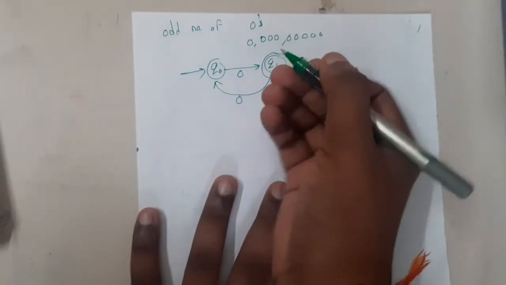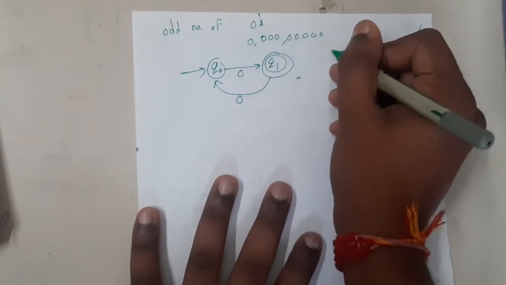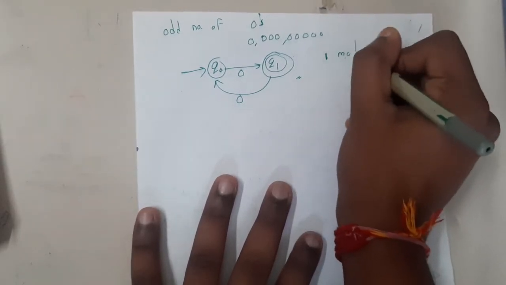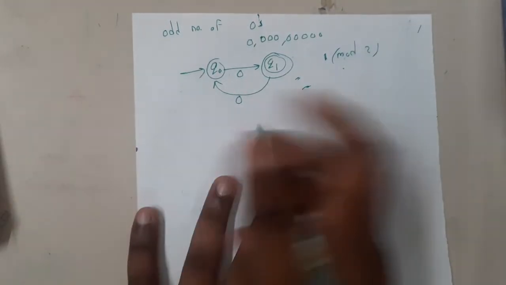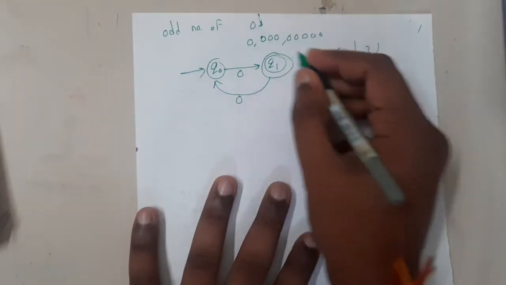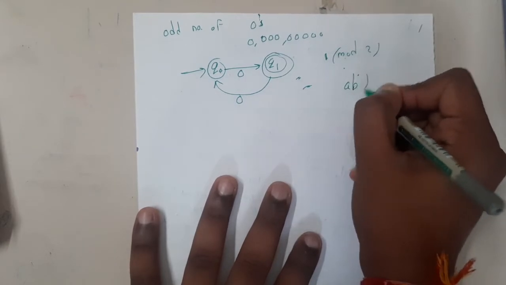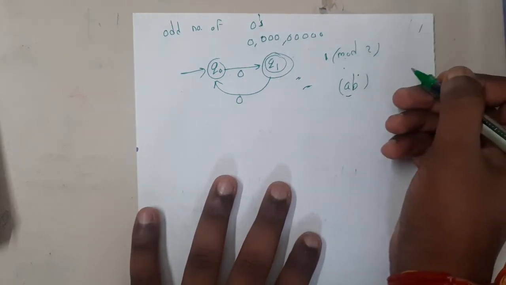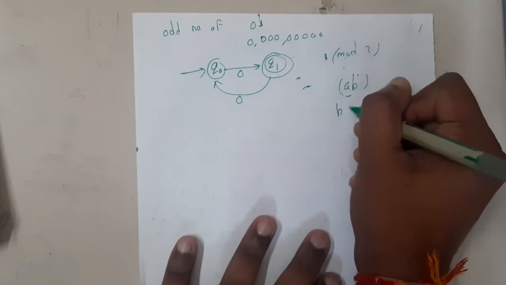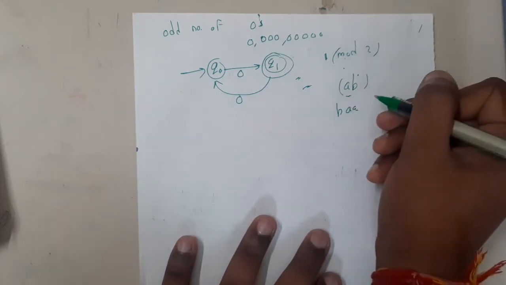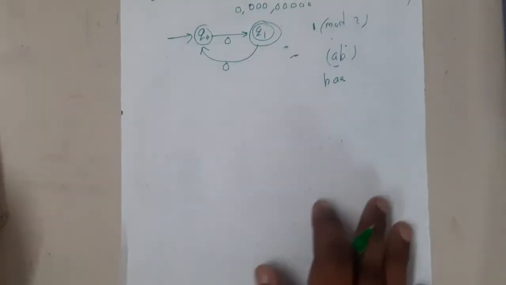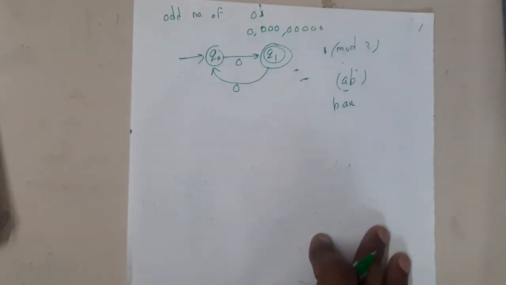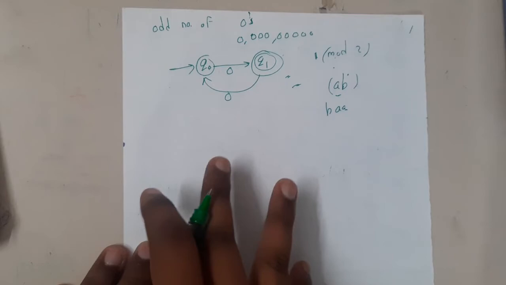Indirectly, odd number means it is nothing but 1 mod 2, right? That's what we have drawn. That's quite easy, right? In the same way, if the question is given with AB instead of zeros, I think everyone can draw that also, right? Similarly, even occurrences of BAA, I think we can draw that also. These questions are really easy, guys. The thing is you should practice these things. I hope everyone got a clear idea with respect to all these representations.